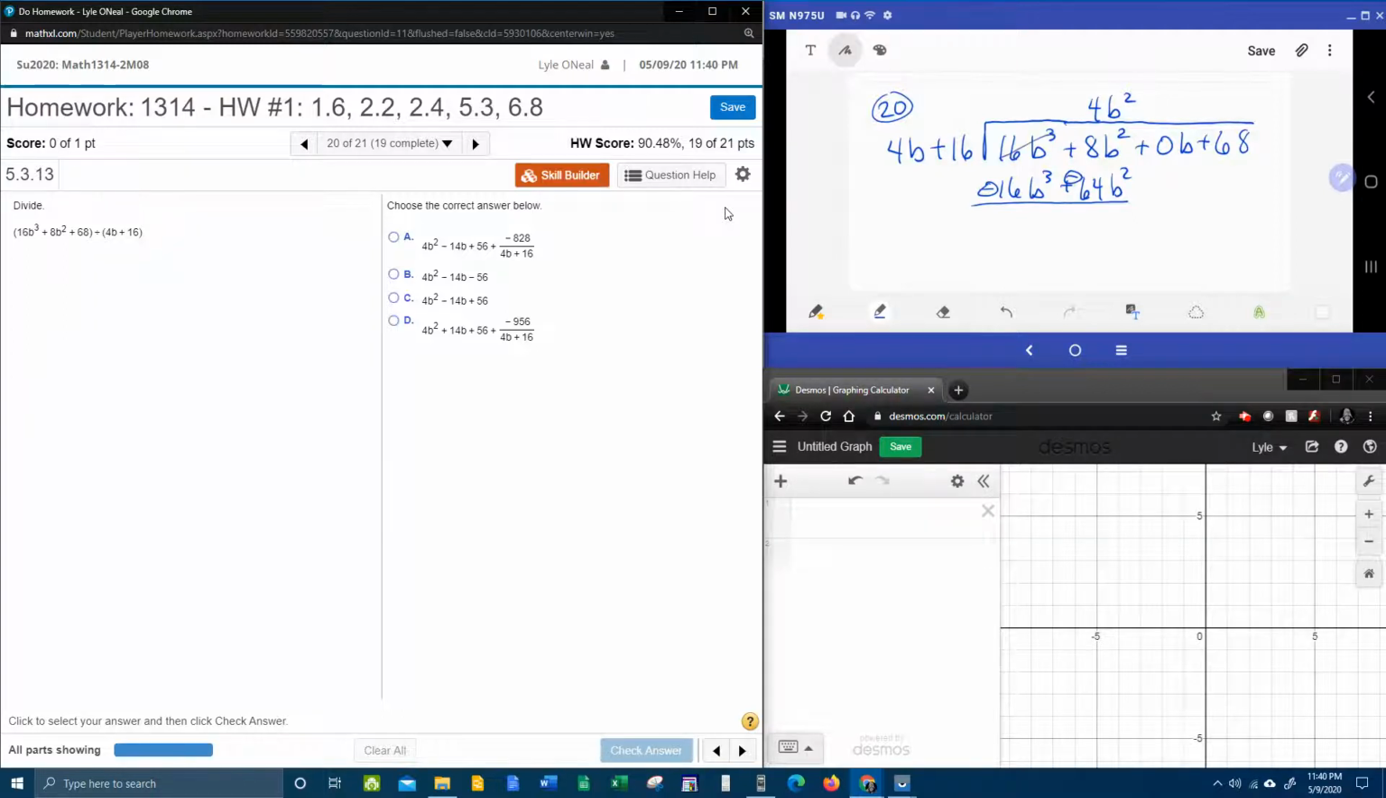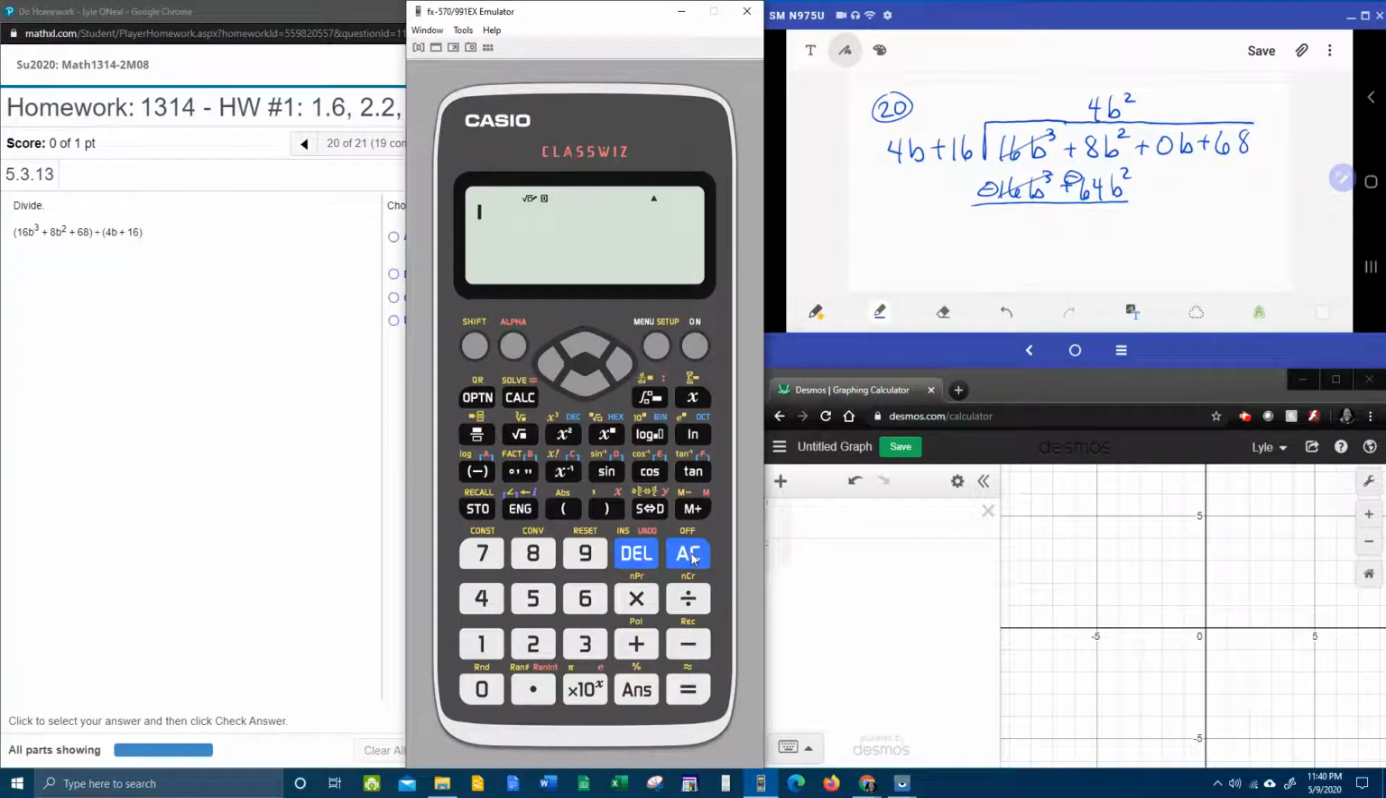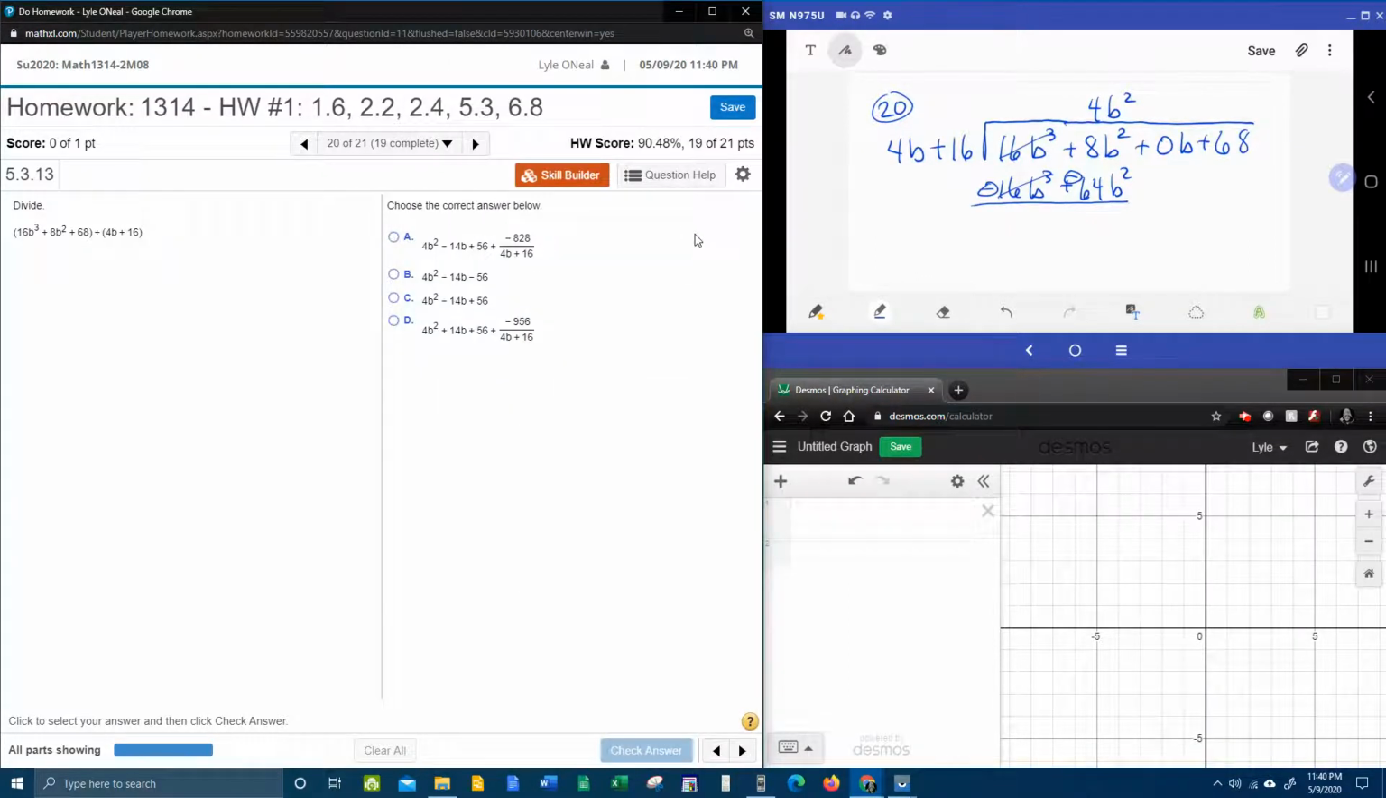16b cubed minus 16b cubed, those will cancel. And then I need to know what is 8 minus 64. And I'm not playing around. I'm going to use my calculator just to check. 8 minus 64, negative 56, okay? Negative 56, that's a b squared. And then I'm going to bring down my placeholder, 0b. And if you want to bring down the 68, you can, but it's not needed at this point.